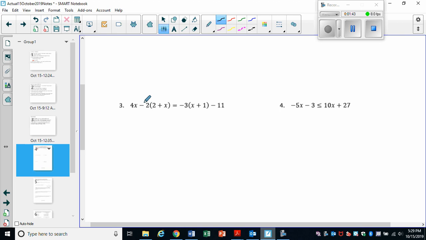Number 3, distribute property. Both cases. And you also need to combine like terms on each side of the equal sign before separating variables with non-variables. Number 4, get your variables on one side, get your non-variables on the other, and from there, simplify.